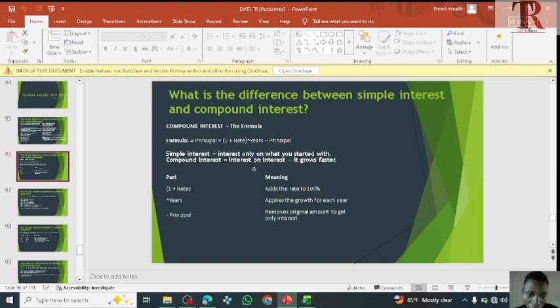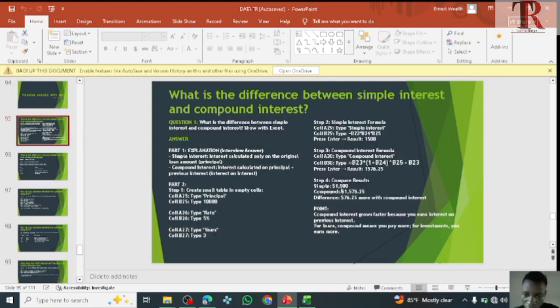This compound interest is the principal times 1 plus the rate raised to power years minus the principal. So the principal times 1 plus rate, that is add the rate to 100%, raised to power years, applies the growth for each year, and minus principal, remove the original amount to get only the interest. That is basically what we'll do in this video to calculate the compound interest.